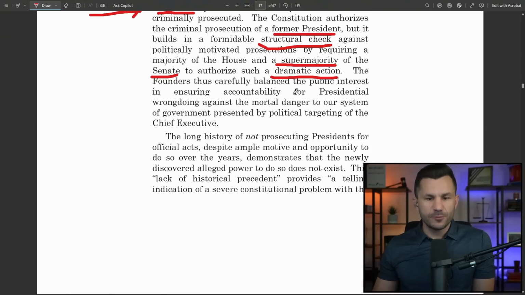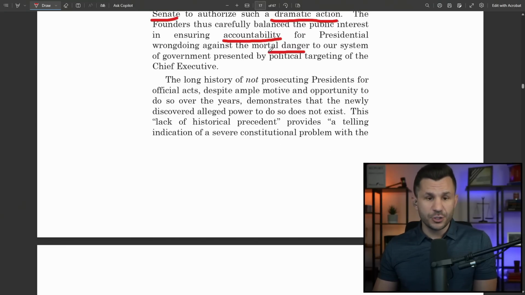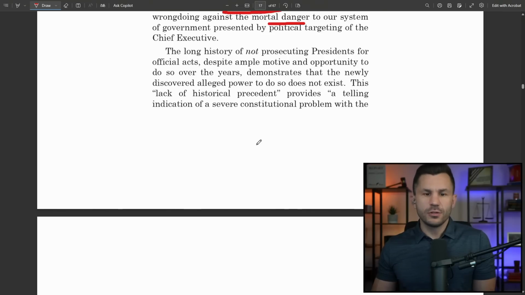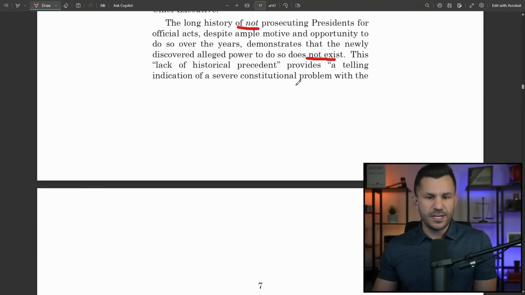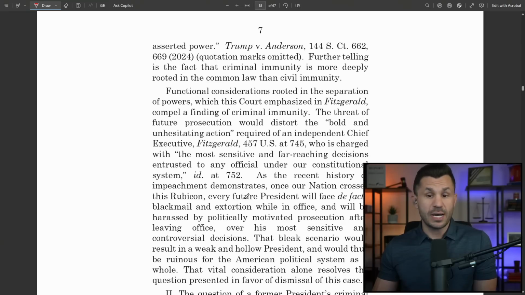Now, the founders carefully balanced the public interest. They ensured accountability for the president and the moral danger to our system that could come by targeting the president. This is Trump writing to SCOTUS. The long history of not prosecuting presidents for official acts, despite ample opportunity and motive to do so over the years, demonstrates that this newly discovered alleged power to prosecute does not exist. This lack of historical precedent provides a telling indication of a severe constitutional problem with this asserted power. And further telling, Your Honors, is the fact that criminal immunity is more deeply rooted in common law, the president's civil immunity, and now you're going to hem and haw over criminal immunity?